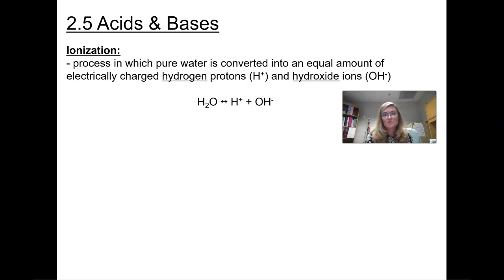Ionization is going to be a process in which pure water is converted into an equal amount of electrical charge, hydrogen protons and hydroxide ions. Hydrogens we often associate with acids, so hydrochloric acid, HCl, for example. Water, though, starts with H but is not acidic; it is neutral. But with most chemical equations, if it starts with H, you tend to know that it is going to be an acid. On the other side, if it ends in an OH or OH negative, that's a hydroxide, and those substances tend to be bases.